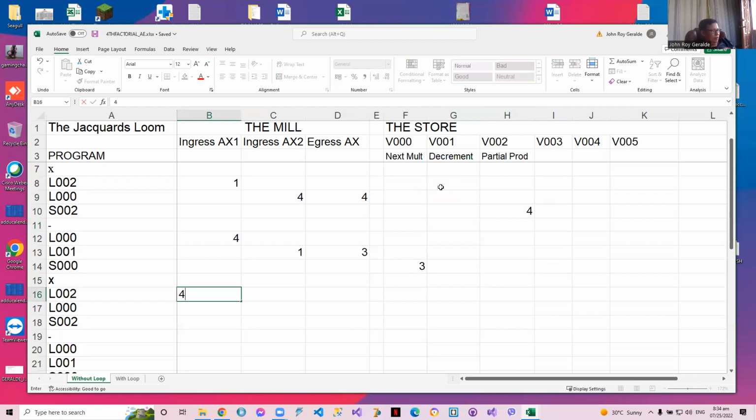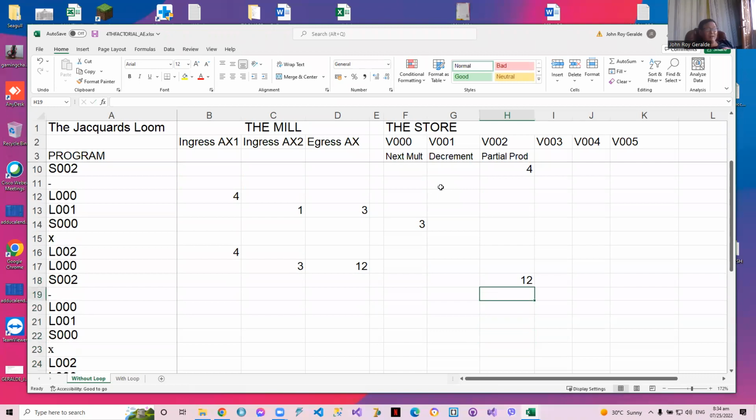Okay? 4. You follow? L000, what will happen to this? What value will be stored here? Anyone? 3. Okay, very good. I hope you follow. And what will happen to the egress axis? And then we say S002. This will become our next partial product, which is 12. Okay? So it's very clear, right?